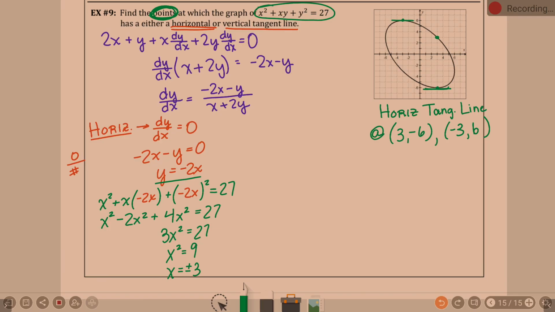Are you guys working on the next part? I'm ready to talk about vertical tangent lines whenever you are. A vertical tangent line is going to have a slope that does not exist. When does a fraction not exist? When your denominator is 0. So x plus 2y equals 0.